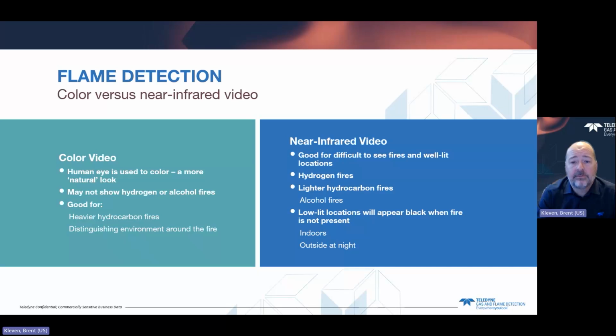So the near infrared video, it's good for those difficult to see fires. In a well-lit location, you'll still see something. We have an example we can show you here coming up, but it will be able to see those hydrogen fires and the lighter hydrocarbon fires, especially like an alcohol fire that can be difficult to see. Again, as a reminder, in low-lit areas, it's going to appear black. So when the fire's not present, if there's no fire there, you're going to have more of a black screen on that. So indoors and outside at night, that's what you're going to see.